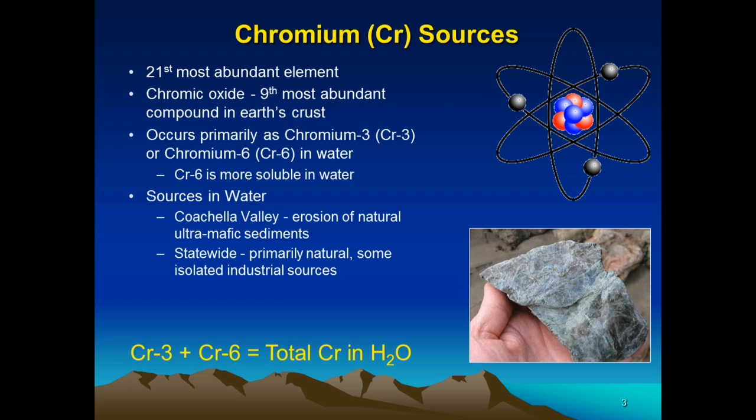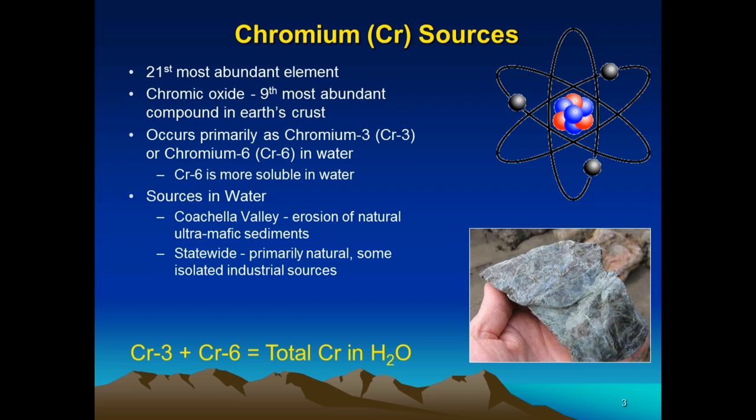And we're talking about parts per million levels in the soil. And then that dissolves into the water in the parts per billion range. And I'm going to talk a little bit more about what that means. Chromic oxide is the 9th most abundant compound in the Earth's crust. It occurs both as chromium-3 and chromium-6. The only difference is a few extra electrons. So you're missing 3 electrons and it becomes chromium-6.